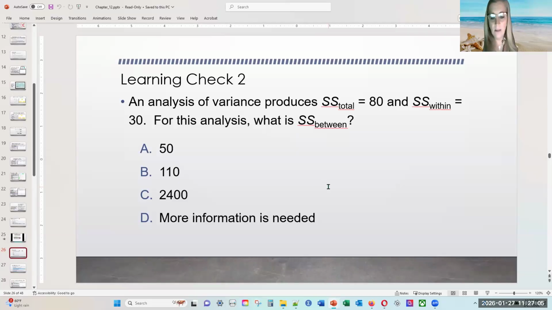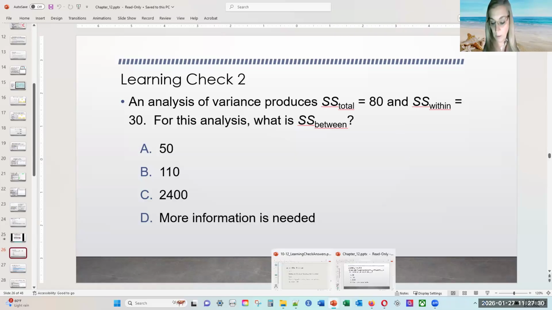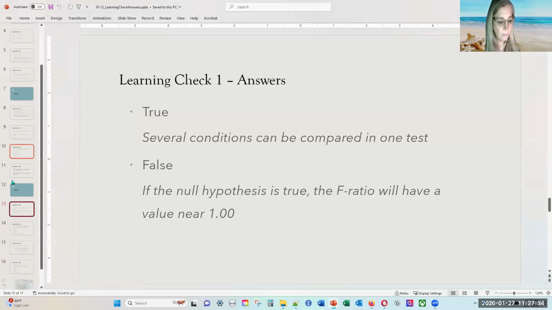Say we perform an analysis of variance test and it produces a sum of squares total equals 80 and a sum of squares within equals 30. For this analysis, what is sum of squares between? How would you calculate that? I gave a little hint of that earlier. Hopefully you're paying attention. All right, let's check it out.